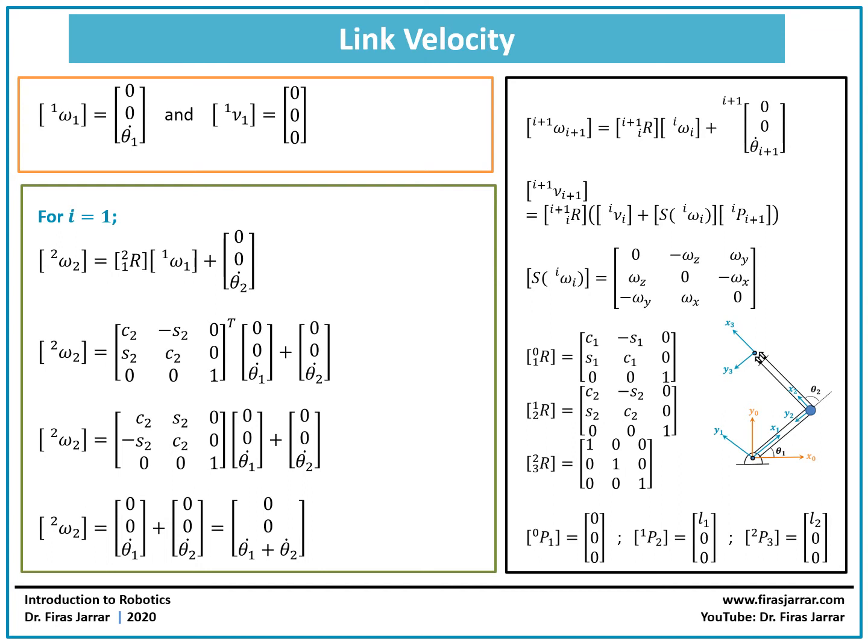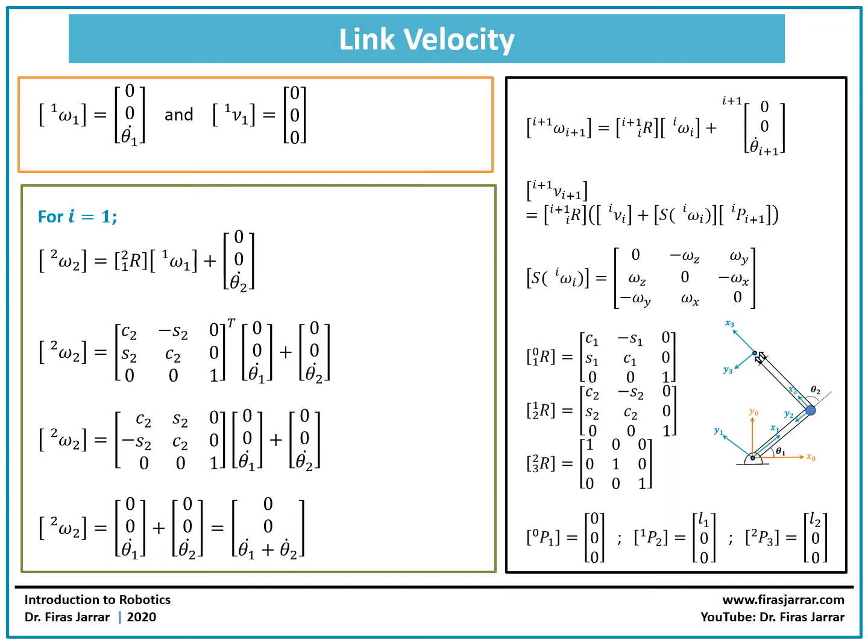So both of them are now expressed in the same frame, and thus the angular velocity of link 2 is going to be given by this vector. So link 2 now has an angular velocity which really depends on theta 1 dot and theta 2 dot, and both of them are about the z-axis.